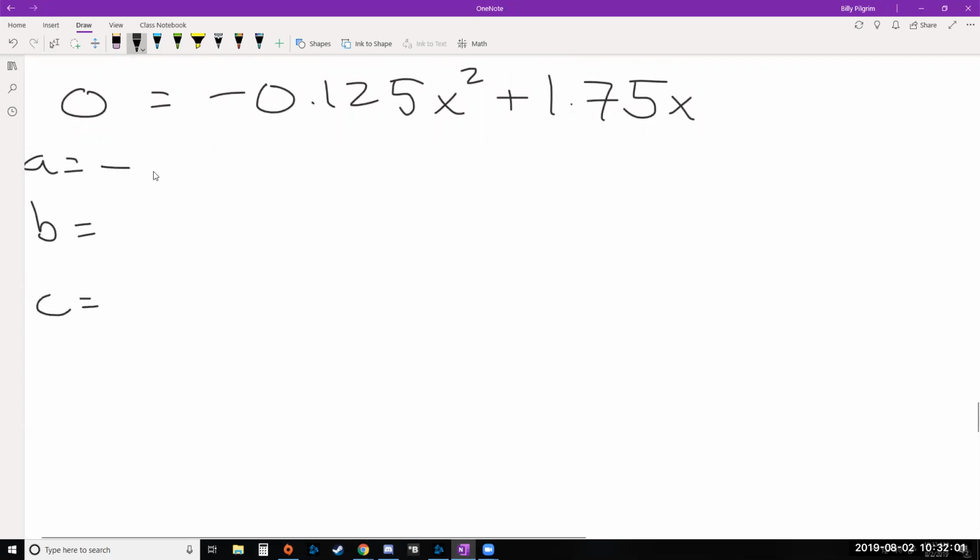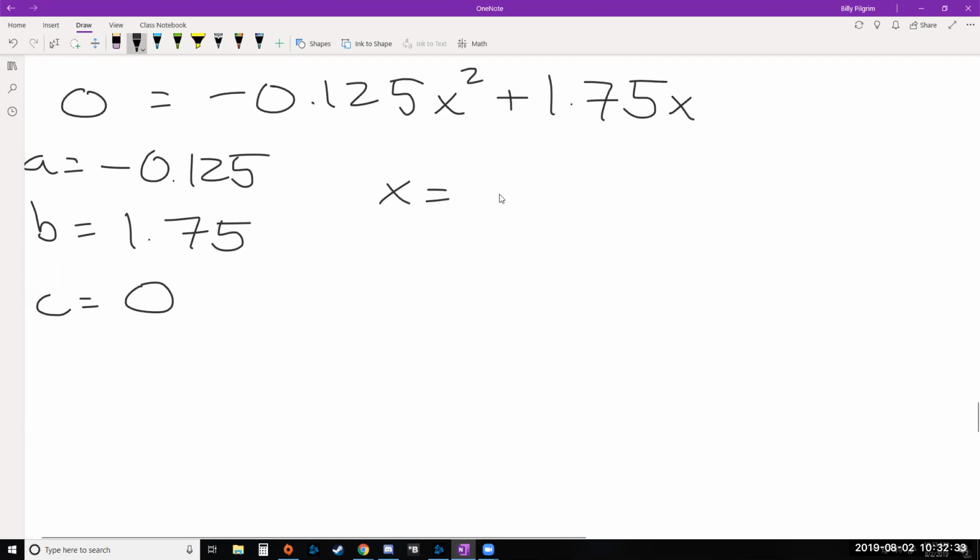A is negative 0.125. B is 1.75. Notice there is no C term, which is okay, but that means C is going to be 0. Any of these values, except for A, can be 0. So basically B and C could be 0. If A is 0, then you don't have a quadratic equation, so there's no point in doing this in the first place. But your B could be 0, your C could be 0, sometimes both of them are 0, you just have an A. That's okay, just make sure when you plug everything in, you include the proper values.